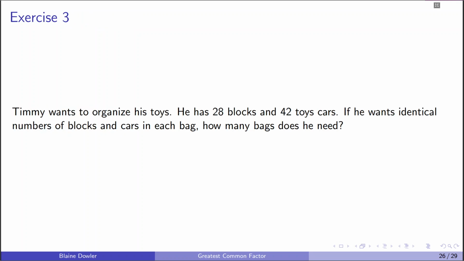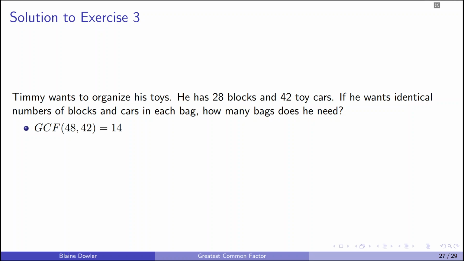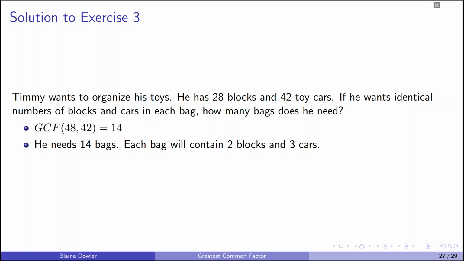All right, now we're back to Timmy organizing his toys. We've just changed the numbers. So the greatest common factor of 28 and 42. Pause now and take the time you need. All right, the greatest common factor is 14. So he'll need 14 bags with 2 blocks and 3 cars each.